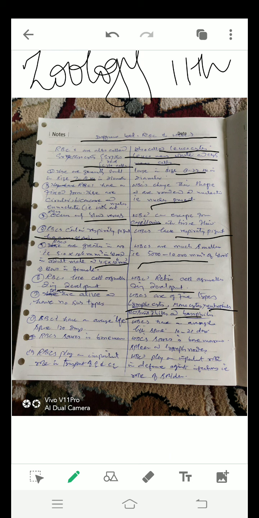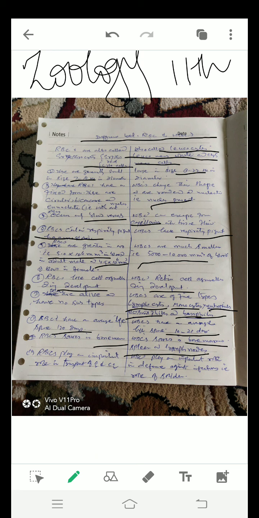Red blood cells have an average lifespan of 120 days, that is, they can live for 120 days. But white blood cells have an average lifespan of 10 to 21 days, that is, their lifetime is only 10 to 21 days. Red blood cells' source is bone marrow, but white blood cells' source is bone marrow, spleen and lymph nodes.